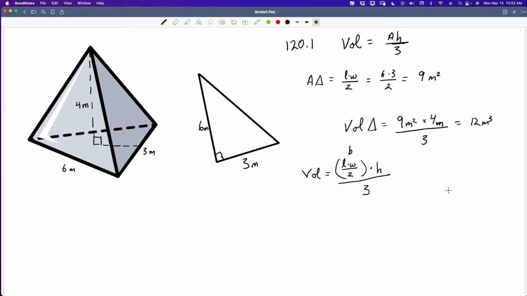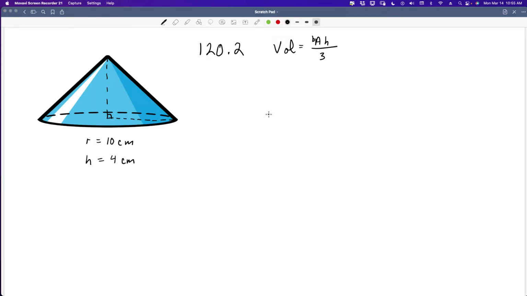All right, let's move on. Let's do problem 120.2, where we're going to find the volume of a cone. Okay, so let me put that up here for us. In problem 120.2, we're going to find the volume of this right cone. And we're told that the radius of this cone is 10 centimeters and the height is 4. So first we need to find the base area, because we need to find the base area in order to calculate volume. So the base area of this is going to be a circle.